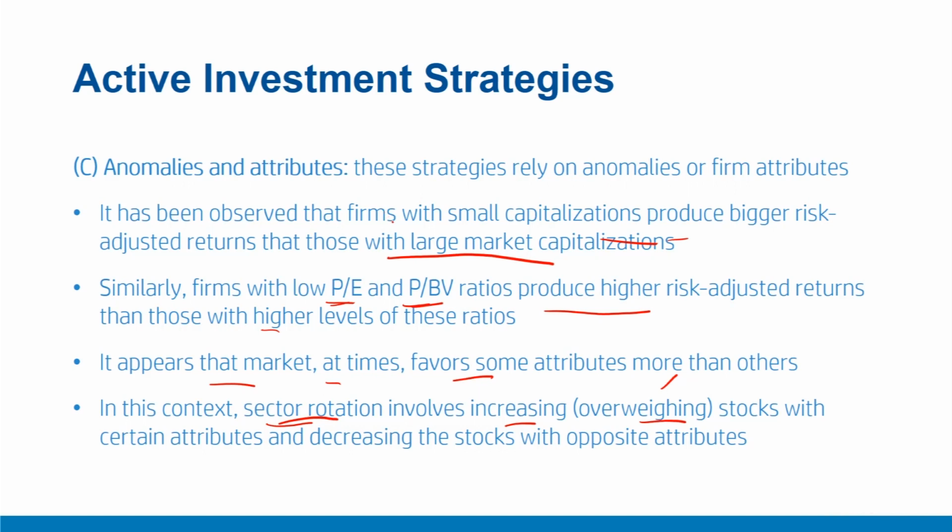Third, we discussed anomalies and attributes, wherein we discussed that there are certain anomalies and attributes that are favored more by the market at certain times, and favored less by the market at certain times. So depending upon the current market view, one can rotate their position, called sector rotation, by overweighing those styles or attributes that are favored more, and then going back to the original position when this kind of favor or bias is less.